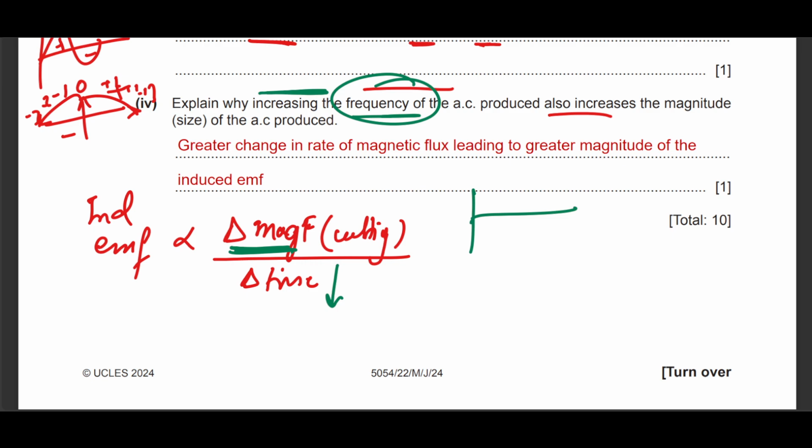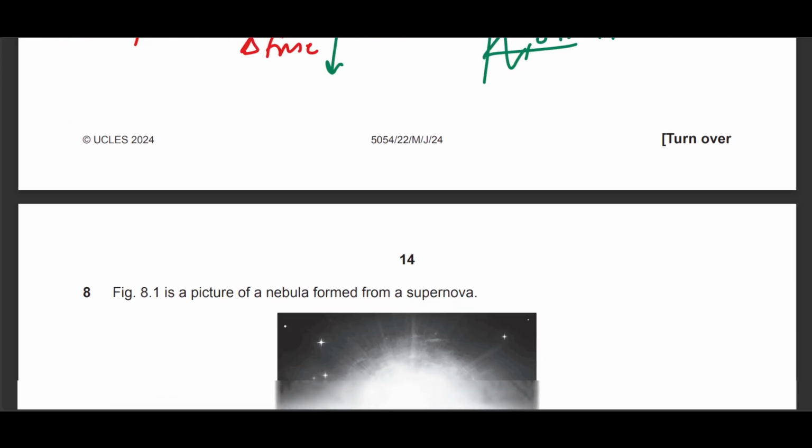You see, previously it was done in 2 seconds. Probably now you are doing the same thing in 0.1 seconds because you're moving your hand faster. If you're doing that, then naturally the induced EMF will increase. So a greater change in magnetic flux leads to a greater magnitude of induced EMF. A very simple, straightforward answer.